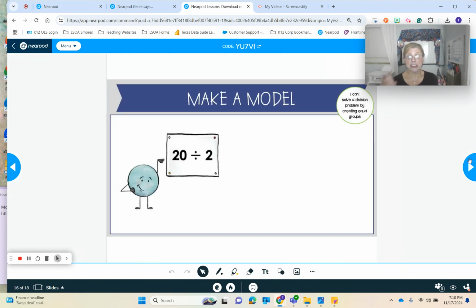20 divided by 2 equals blank. You might have the automaticity to know that 2 times blank equals 20. But I want you to model out the dividend of 20 into 2, with the divisor of 2 equal groups. How many are in each equal group?